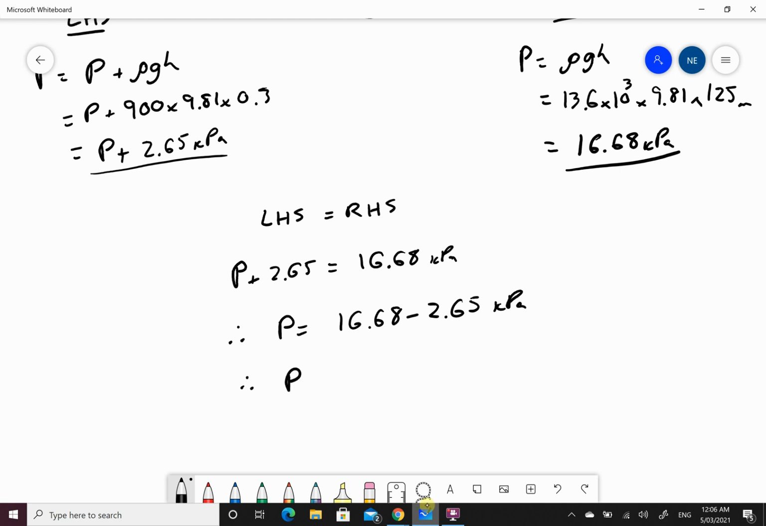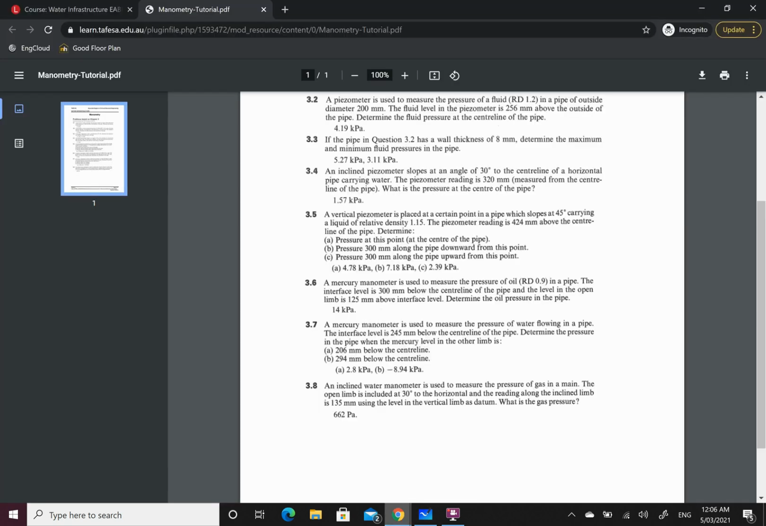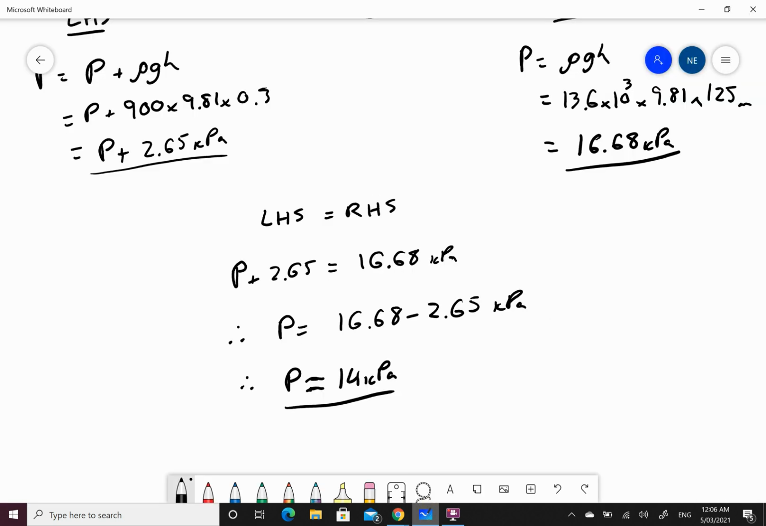So therefore P is equal to, it's approximately 14 kPa, 14.03. Alright, and that's what we have here, 14 kPa. Beautiful. Alright, 3.8. Now this one's a bit more tricky.